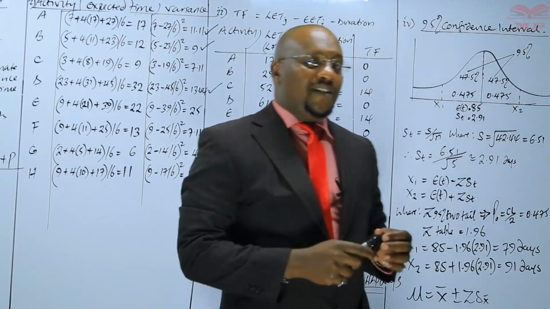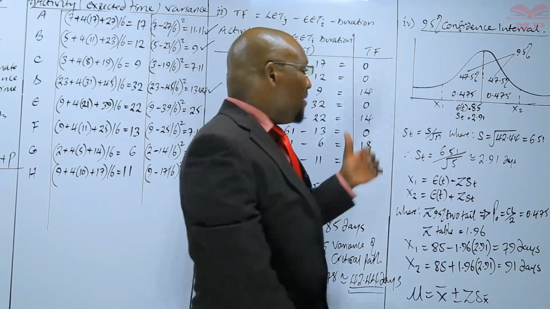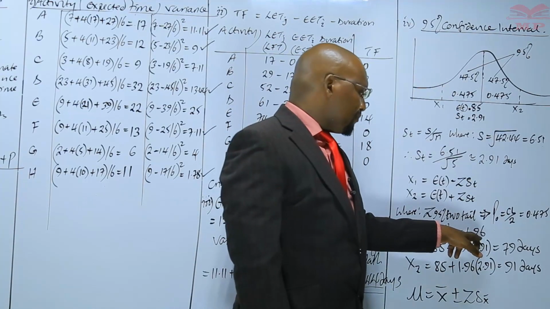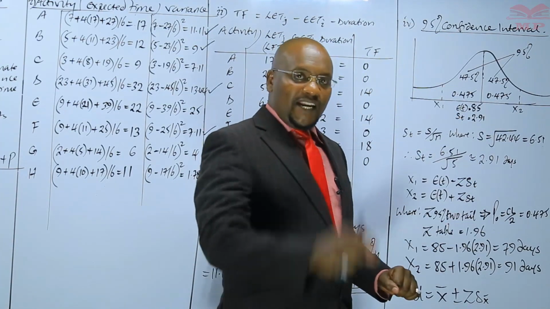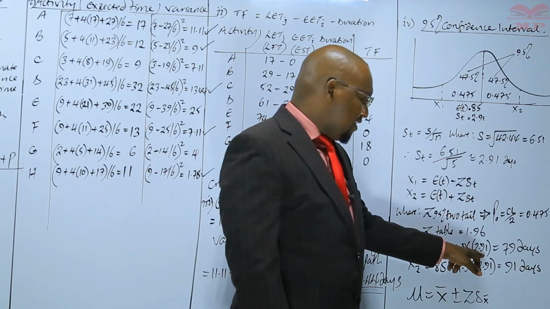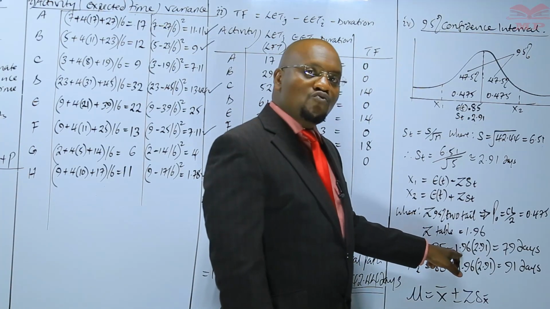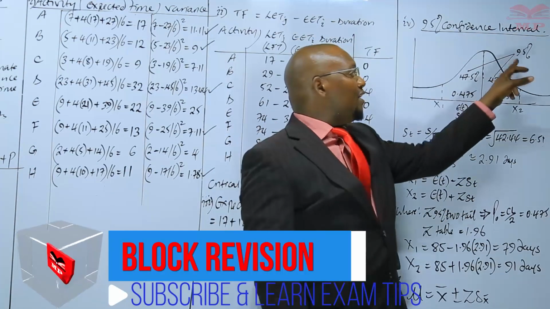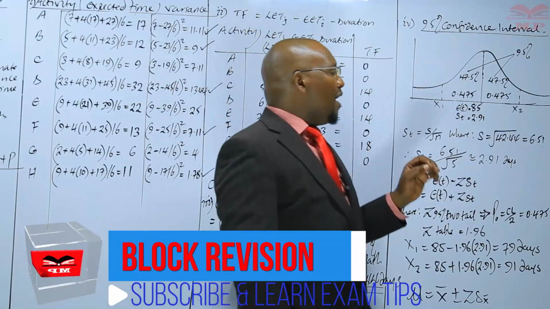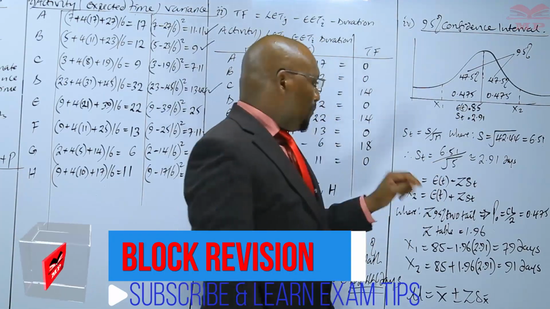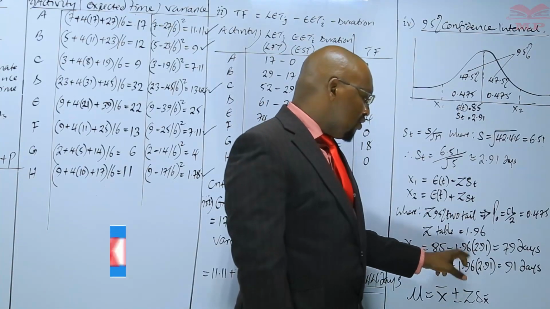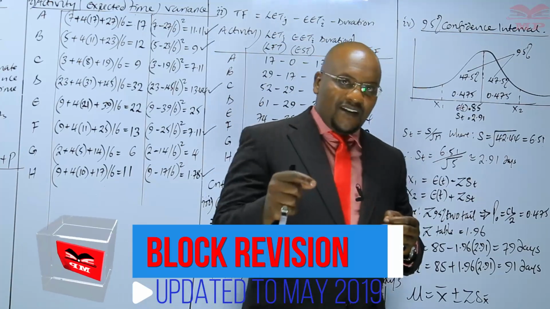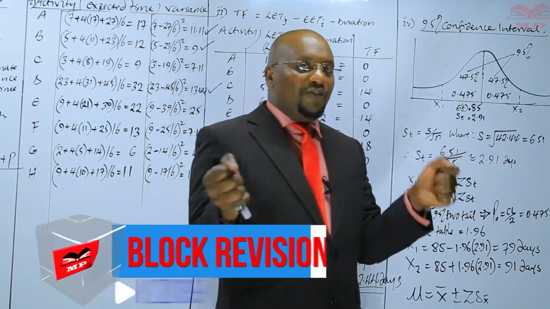Remember, the interval here depends on the percentage. If it was 99%, it would give you 2.58 as the Z critical value. So therefore, the range would have been greater. A 90% confidence level would have given us 1.65, which is what we would have used here, and therefore the range becomes narrow. We normally say that the higher the confidence level, the greater the confidence interval, and vice versa.